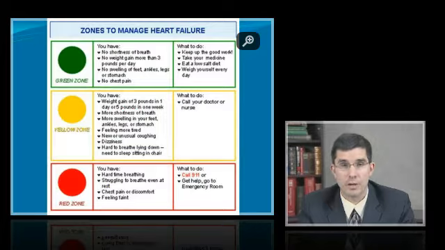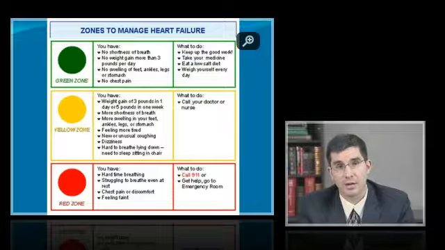These are our zones for heart failure. We use this to teach our heart failure patients how to identify whether they are in a stable phase of their disease or whether they are beginning to get sick. But these are also a useful way for nurses and other healthcare practitioners to understand what status their patients are in and what kind of therapy they need.